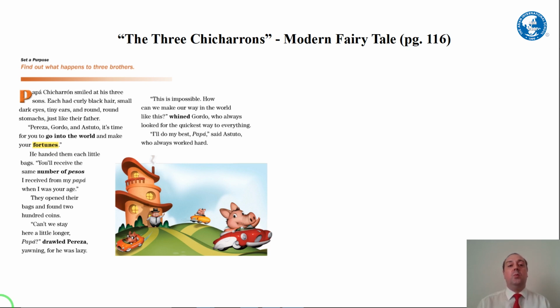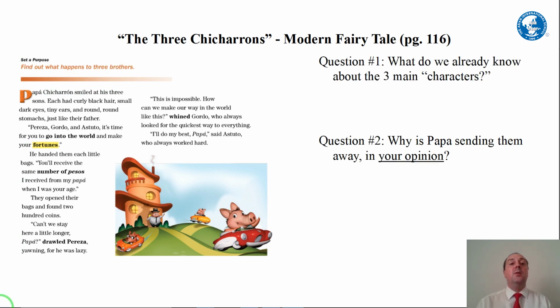Okay, here's page 116. So the purpose of our reading here is to find out what happens to these three brothers. So read page 116 and answer the two questions that are on your screen.